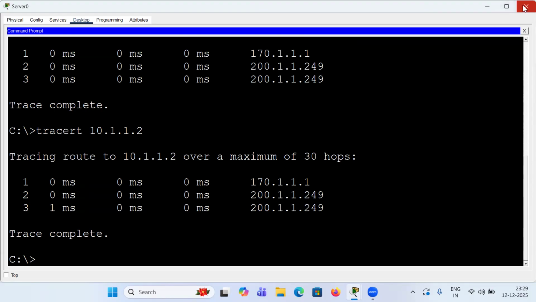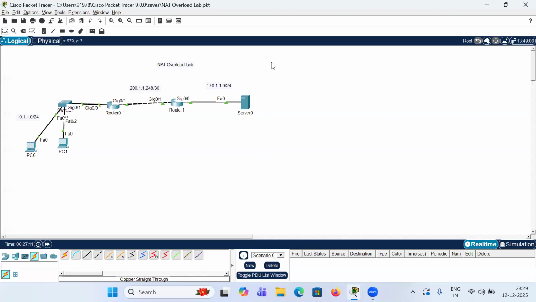So in this way, you can configure the NAT overload or PAT on a Cisco router. Thanks so much.